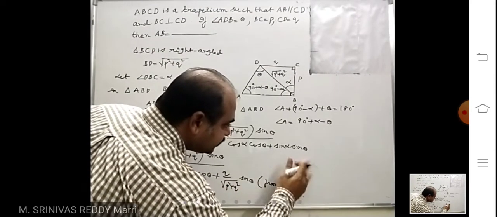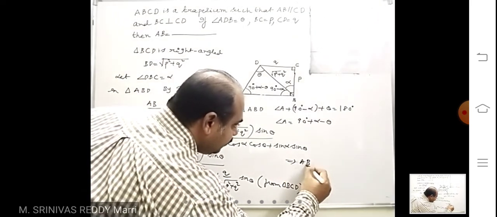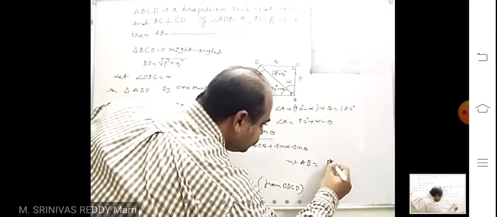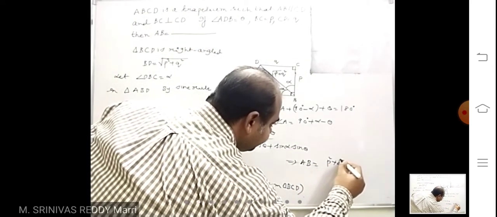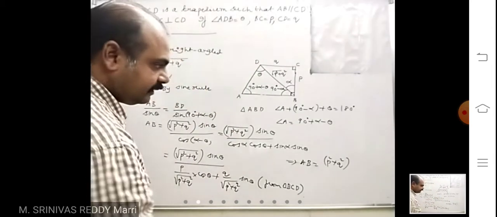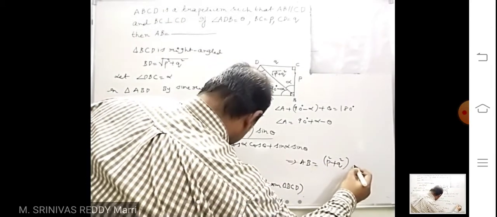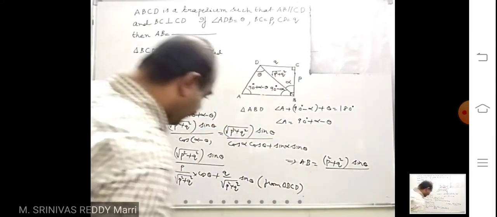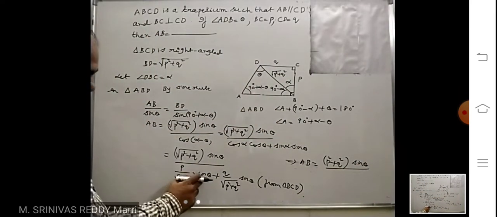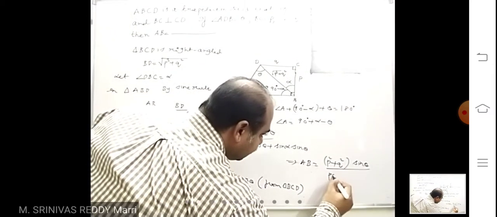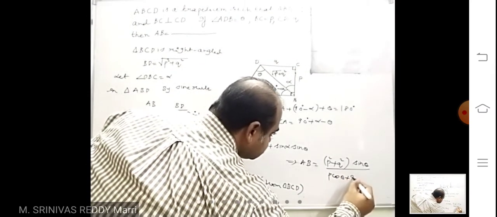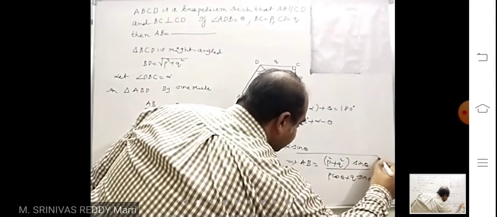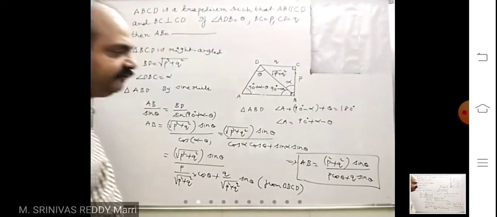Therefore, that implies AB equals, this bring it up, P square plus Q square sin theta divided by P cos theta plus Q sin theta. This is the length of AB.